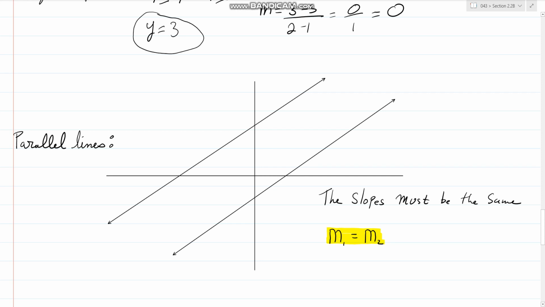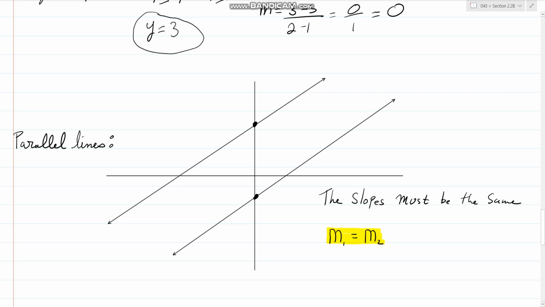And they have different y-intercepts, and that's what makes them different lines, actually, is that they have different y-intercepts. But their slope must be the same. If their slope was even slightly off from being the exact same, eventually they would intersect. So if they're parallel lines, slope 1 must equal slope 2. They have to be the same, or eventually they would intersect.